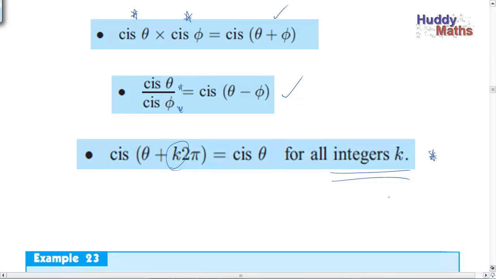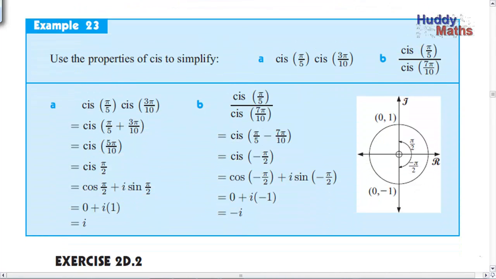All right, let's have a look at doing some. So here we are: use properties of cis to simplify cis pi on 5 times cis 3 pi on 10. Come over here, write them out, and then for multiplication of cis form, you add the arguments. Pi on 5 plus 3 pi on 10, converting pi on 5, multiplying top and bottom by 2, to 2 pi on 10. Now that's an important trick. If you've got different denominators, you want a common denominator. So it's 2 pi on 10 plus 3 pi on 10 is 5 pi on 10, which is cis pi on 2, and we can change that back to x plus yi form if we wanted to.